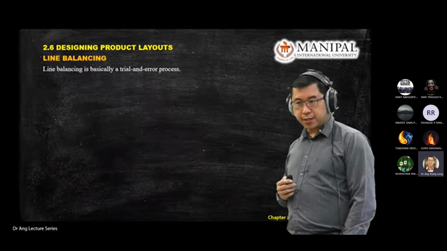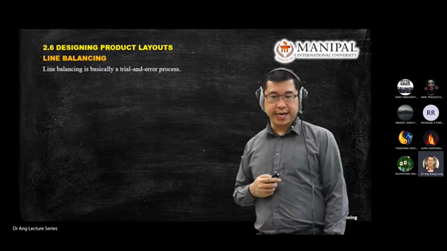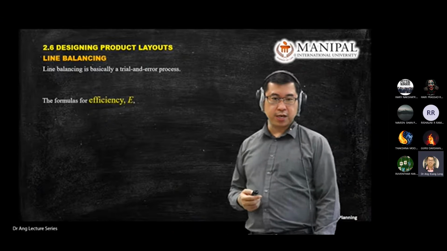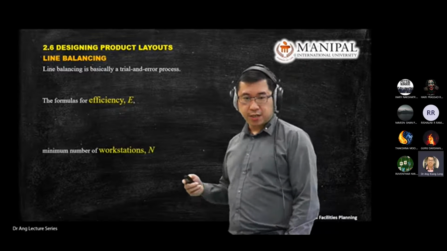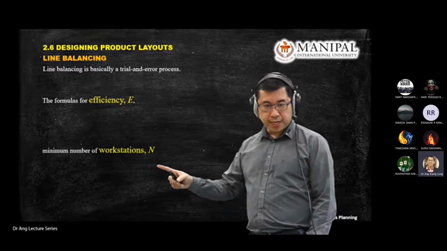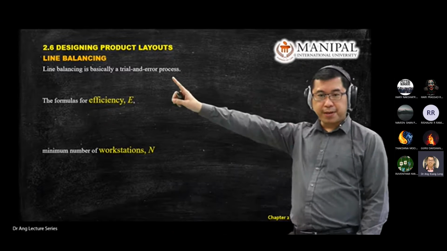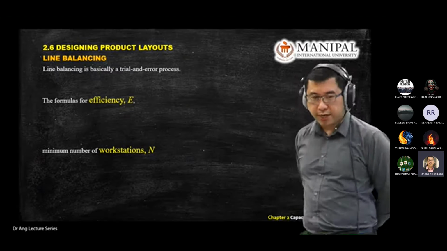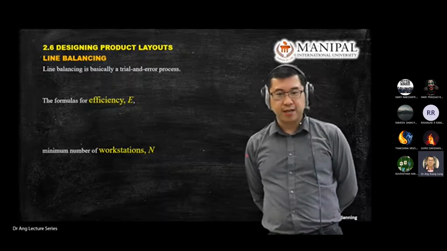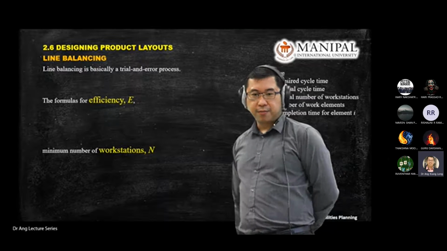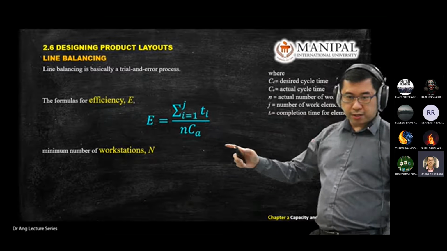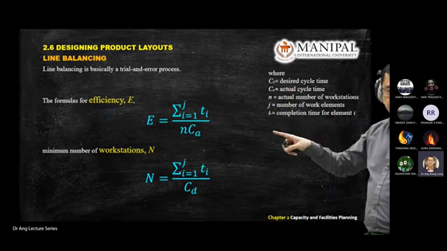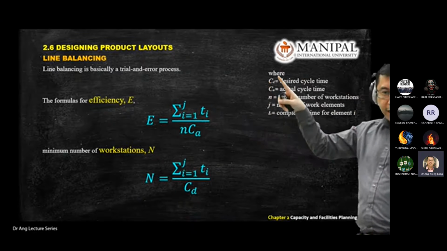Okay, line balancing, just bear in mind, is also a trial and error process. You try to increase the efficiency and minimize the workstations. So when you do line balancing, two more equations you need to calculate, which are the efficiency and the number of workstations N, given by this equation and this equation, and the meaning of the symbols I put over here.